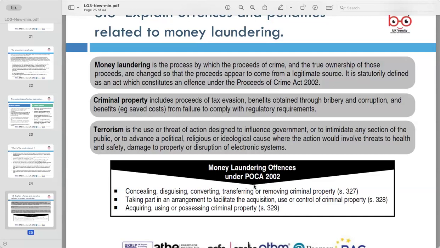POCA 2002 outlines specific money laundering offenses, including concealing, disguising, converting, transferring, or removing criminal property, participating in an arrangement to facilitate the acquisition, use or control of criminal property, and acquiring, using, or possessing criminal property. Offenders face severe penalties, including imprisonment, reflecting the seriousness of money laundering activities and their impact on financial integrity and security.